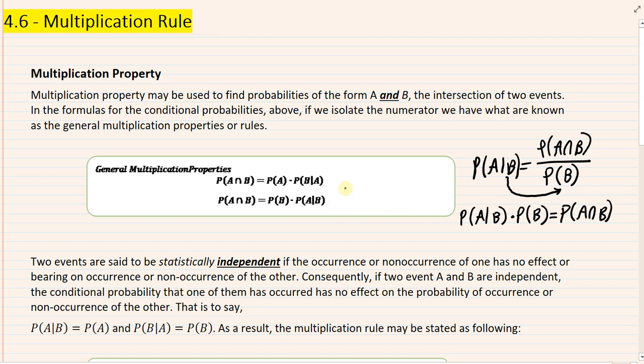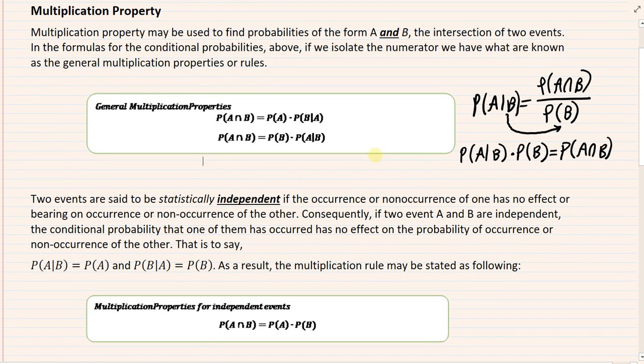This formula allows us to do two things. One is to find the joint probability. Probability of A and B is what we call the joint probability of A and B. It allows us to find that, and we also use this to test for statistical independence, and I'll show you that in just a moment. Statistical independence means the occurrence or non-occurrence of one event does not affect or influence the probability of occurrence or non-occurrence of the second event. If that's the case, then we call these two events independent.